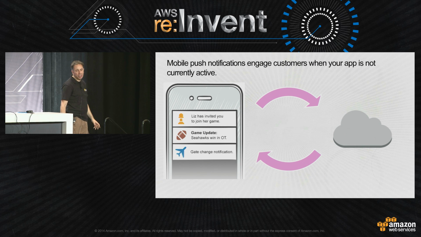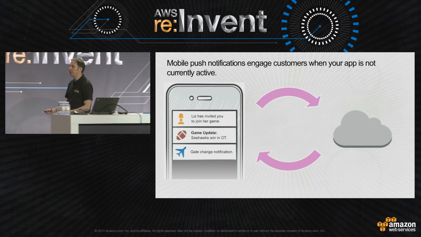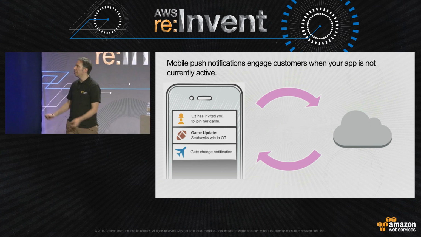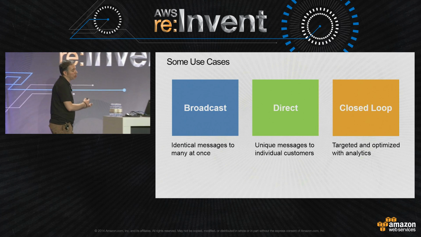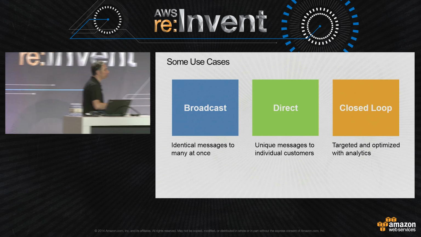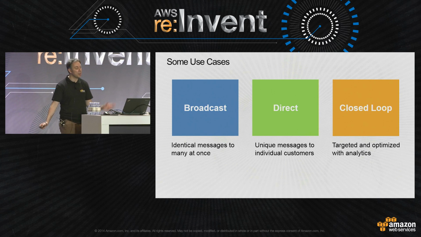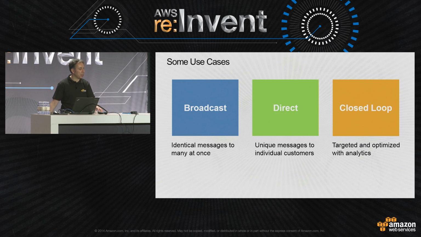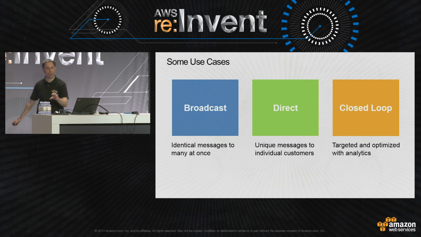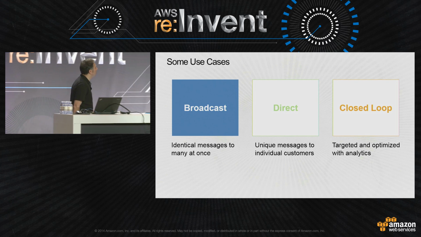We are now very used to receiving this kind of notification on our mobile. You can have generic notifications, customized notifications, and this will bring users back to your application. Typically, there are 3 use cases here. You can have a broadcast of the same message to all or a very large part of your users. You can have a direct message specific to a single device, or you can do closed loop. So you analyze your customer behavior, and based on their behavior, you can send a customized message to a segment of your users, maybe the users that are not using a new feature or the users that are not playing a game. Let's start with broadcast.